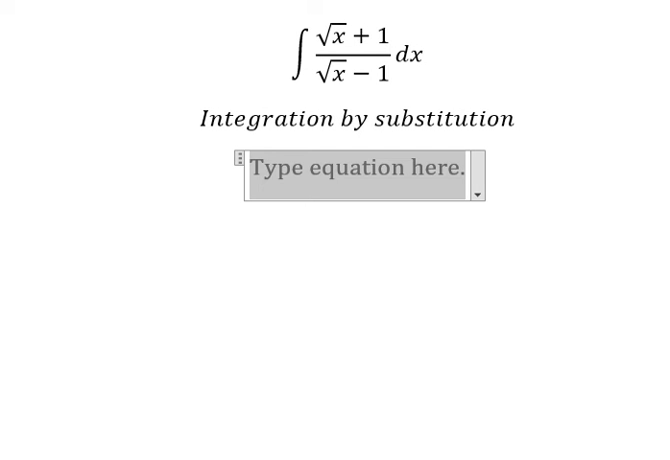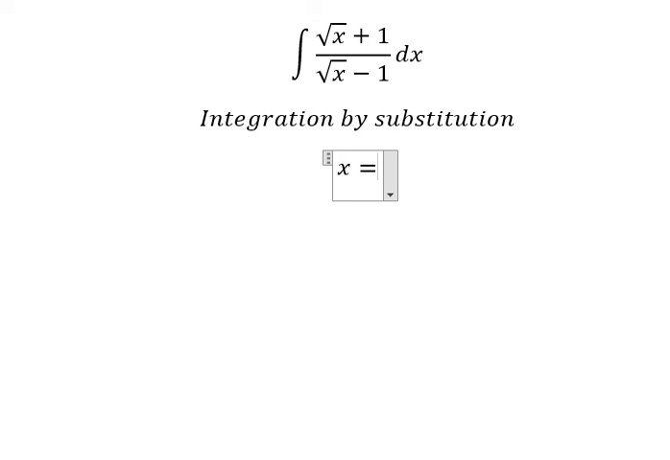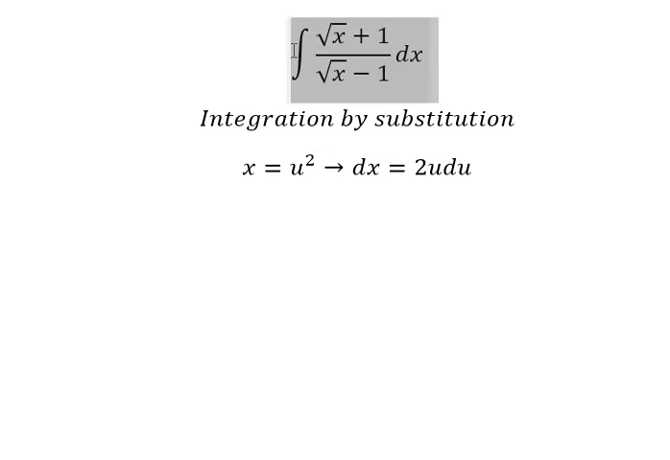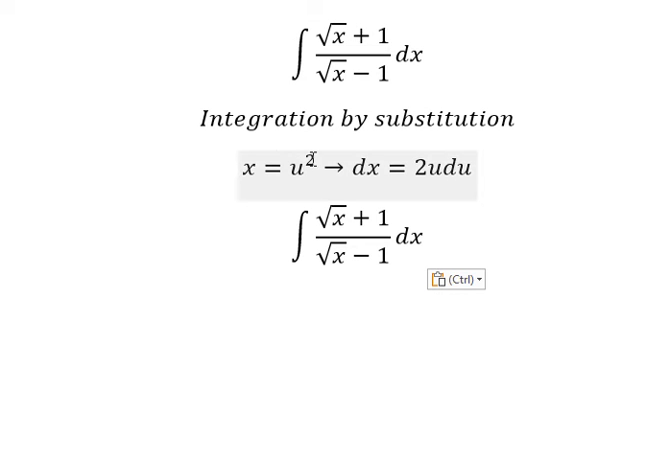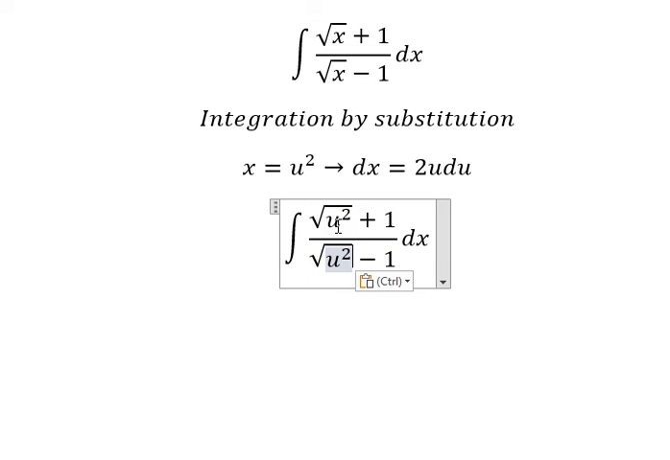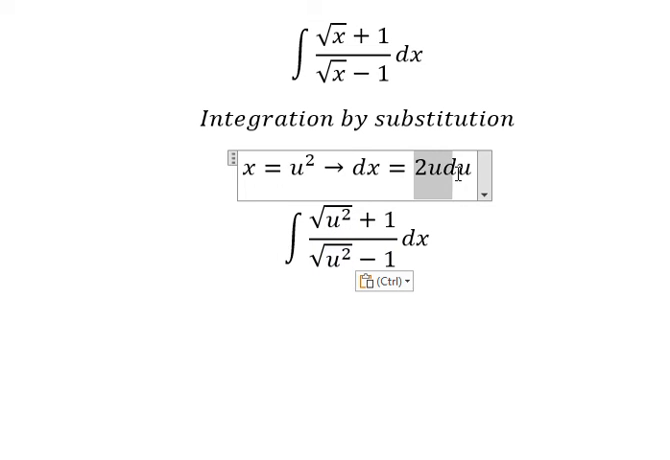So I will put x equal to u squared, because I want to cancel the square root. That's why I choose this one. Later, we first take the derivative of both sides, and we have to use du. So this one I will put in here and here. The x we change by this one.